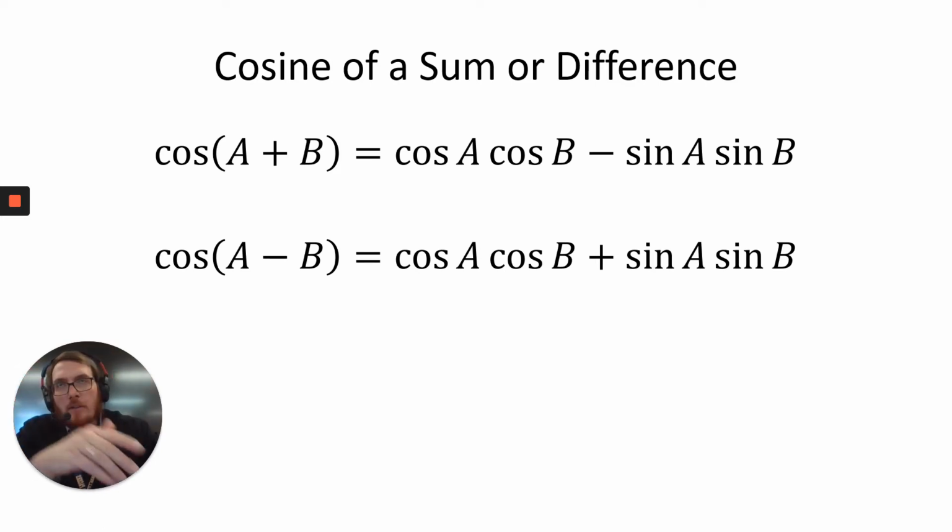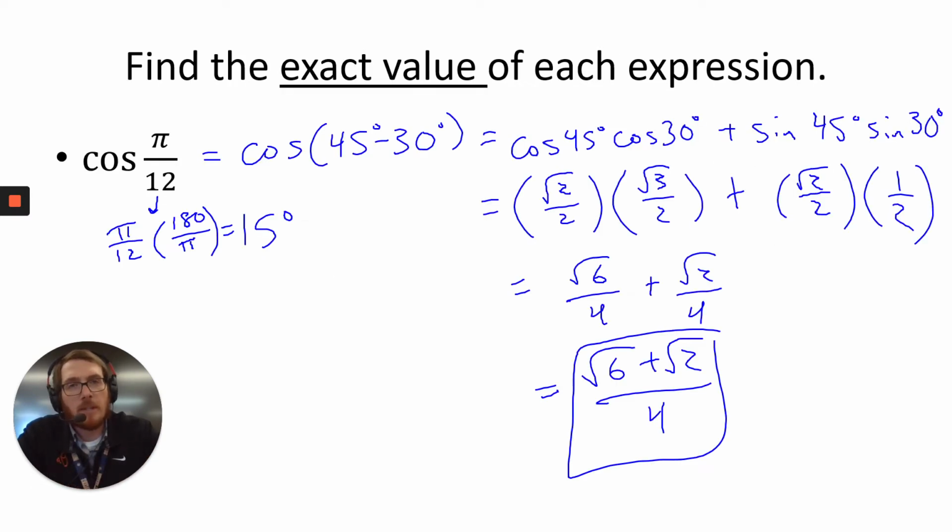Now let's go through, historically, why this would have been important in different stages. The first type of question is dealing with exact value. Exact value questions, remember, are things dealing with 30, 60, 90s and 45, 45, 90s. Up until this point, everything that we've done has either been a 30, a 60, a 45, or a 90, or some multiple of that going around the circle.